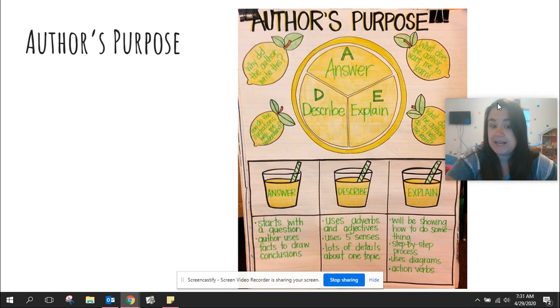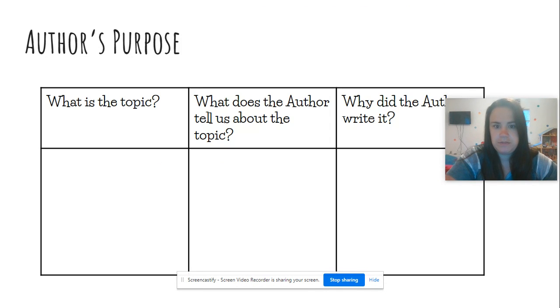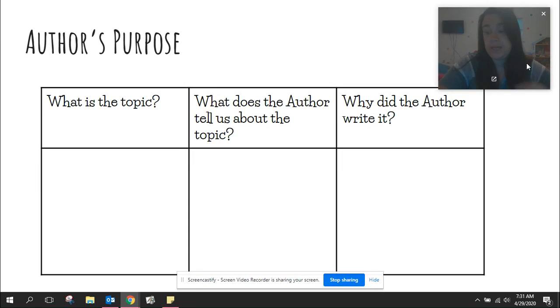If you remember in our last lesson, I had you guys make a chart that looks like this. There we go. And so I want you guys just to pause me real quick and draw that up again. Okay, here's mine. I have it ready to go. My topic, what did the author tell us about the topic? And then why did the author write it? Okay, so you're going to push pause, write it up. It doesn't have to be perfect.